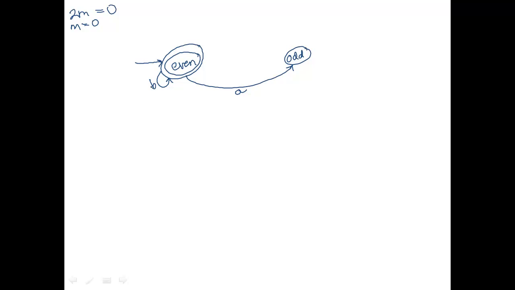Okay, if I'm in the odd state and I see an A, I now have an even number of A's. But if I'm in the odd state and I see a B, I haven't changed the number of A's, so I haven't changed the parity of the number of A's. So if I'm in the odd state and I read a B, I still have an odd number of A's, so I stay put. Okay, so this machine is going to accept whenever we have seen an even number of A's.